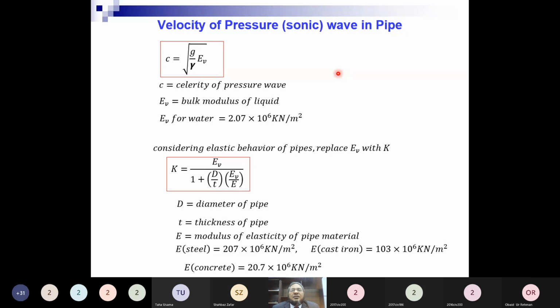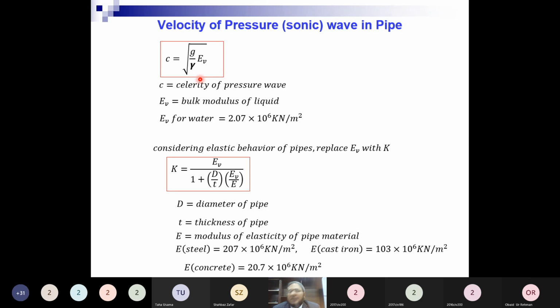Now we have to discuss the velocity of pressure wave in pipes, which is a sonic wave. The velocity of pressure wave is C, which is called the celerity of pressure wave. And this we can compute as C equals the square root of g over gamma into Ev, where g is the acceleration due to gravity and gamma is the specific weight of liquid. Mostly it is water. And what is gamma over g, by the way? Density, rho. So it means C is equal to the square root of Ev over rho.